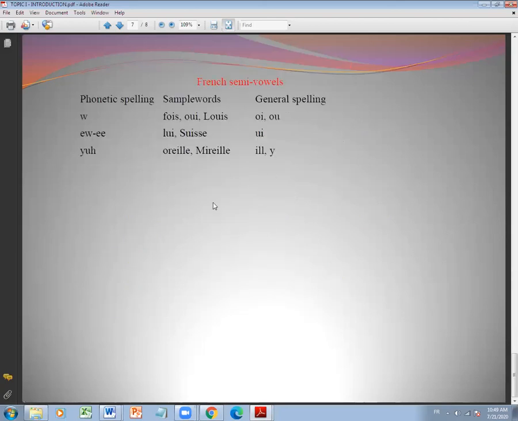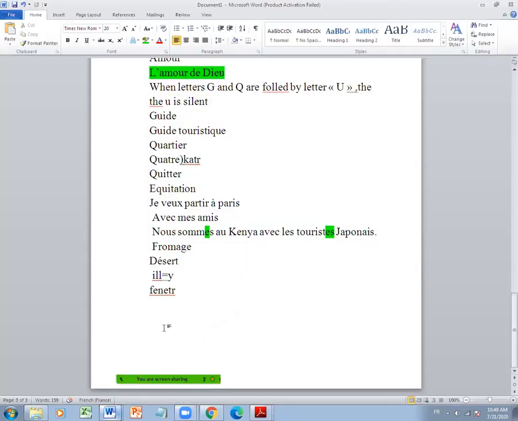Then we have the French semi-vowels, as I said. The French semi-vowels are the following. We have W, we have foi, oui, Louis. So you see OU and U. Then we also have Louis and Swiss, again UI. Then I told you double L is I. So we say oreille, EE, because double L is Y and Y is I. So oreille, mireille. Oreille, mireille.